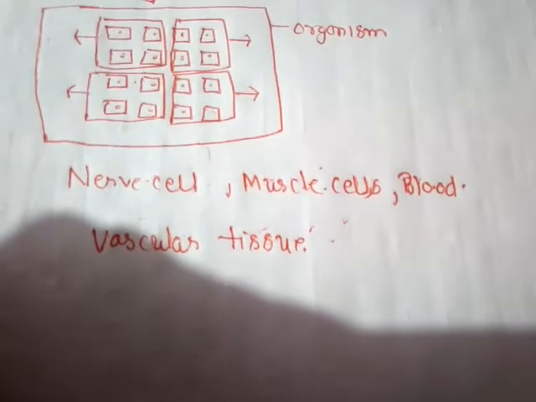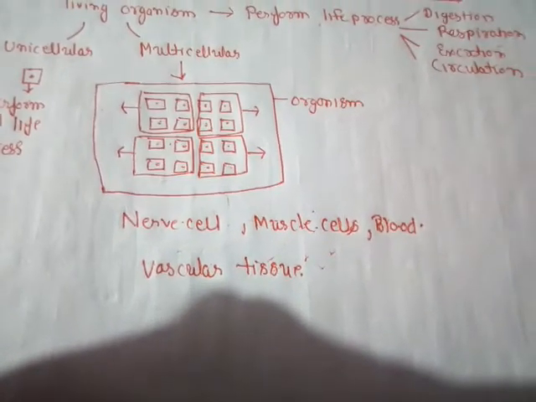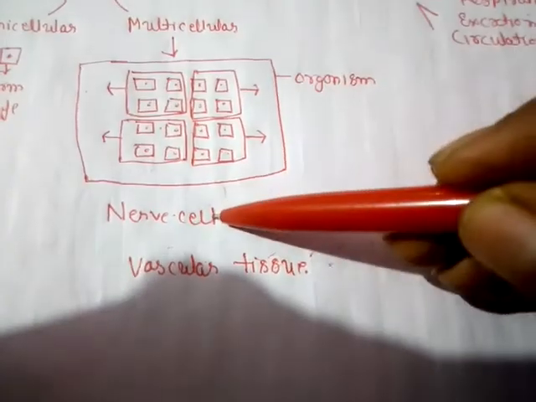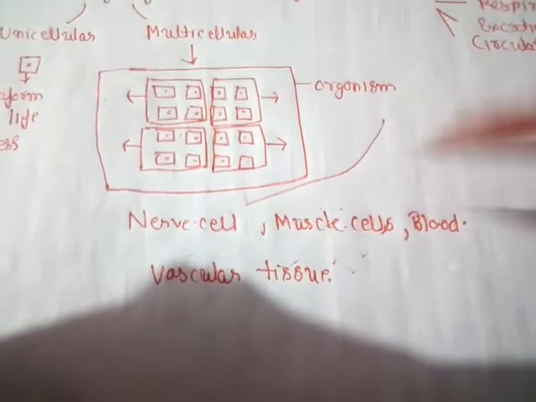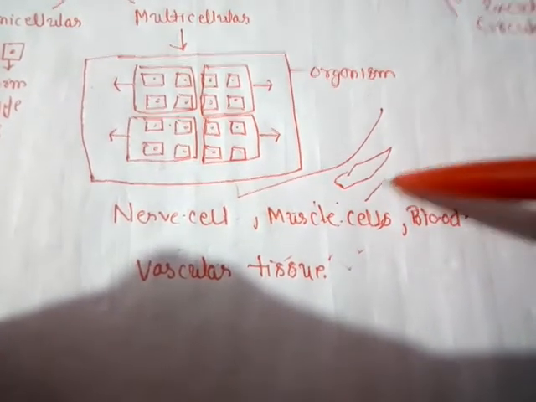So in the body of a multicellular organism, the particular life process is performed with the help of a group of cells. The particular group of cells gets specialized, that means their features become specialized. For suppose the nerve cells, they are performing the function of conduction of messages, so they become elongated. The muscle cells get the ability to contract and relax.